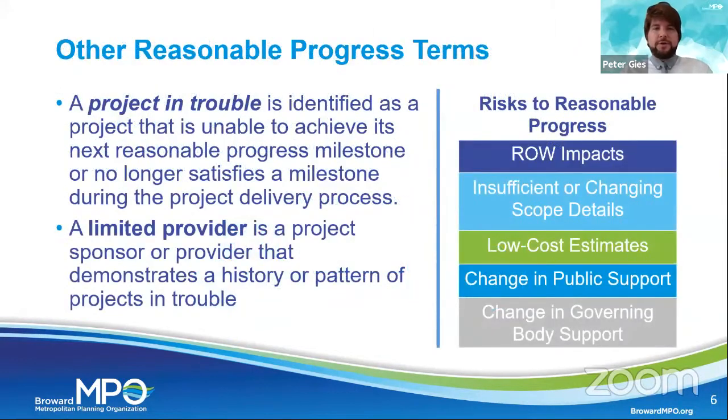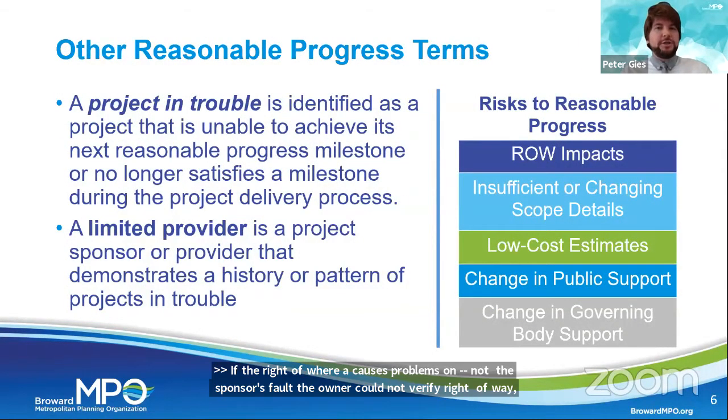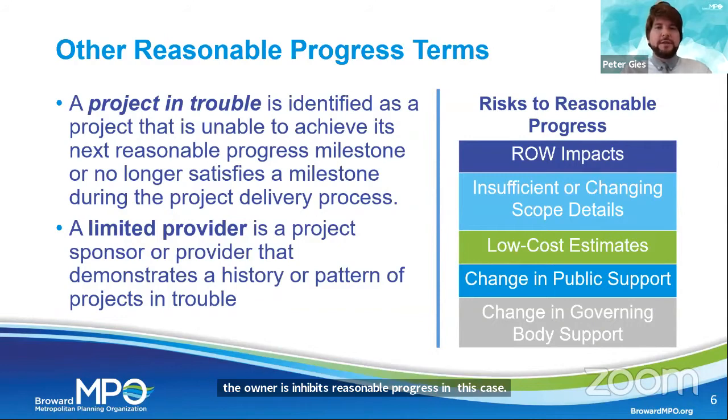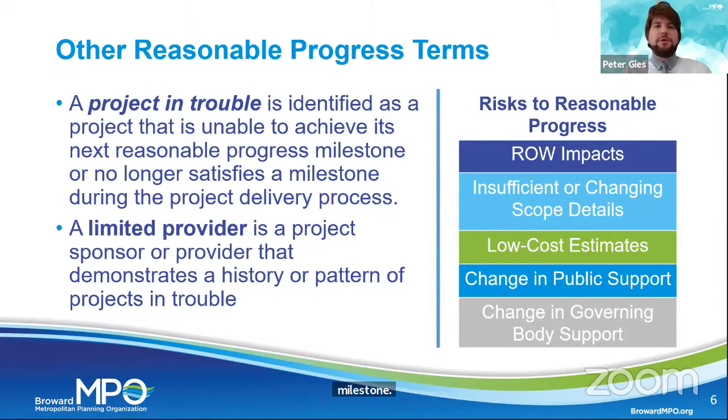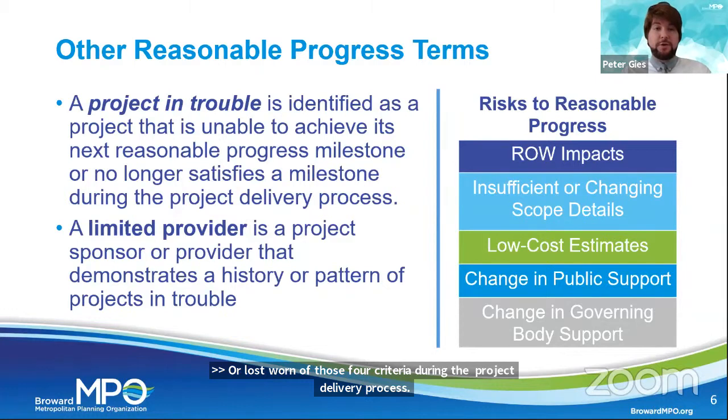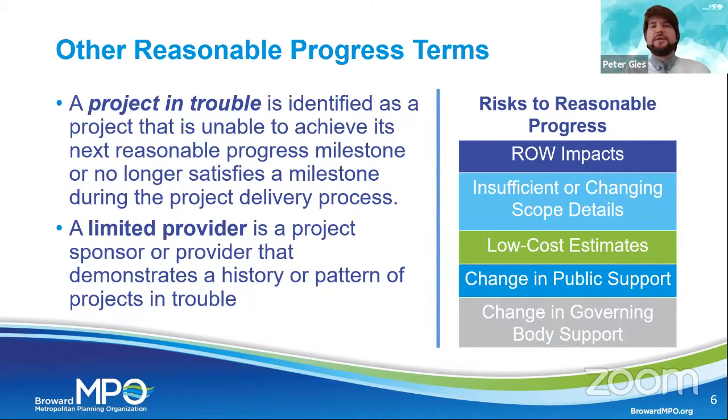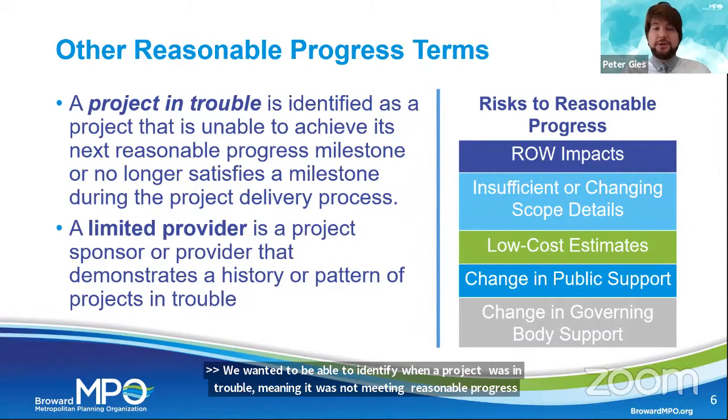Some other reasonable progress terms that we identified is a project in trouble, which is identified as a project that's unable to achieve its next reasonable progress milestone, or it lost one of those four criteria during the project delivery process. So we wanted a way to be able to identify when a project was in trouble, meaning that it was not meeting those reasonable progress terms. A limited provider is a project sponsor provider that demonstrates a history or pattern of projects in trouble.